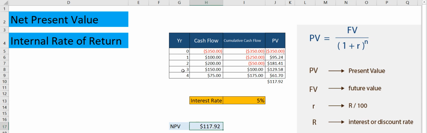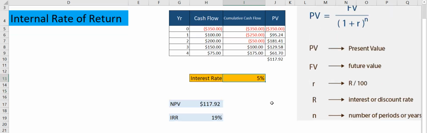If we want to see only the third year's present value, then we can see that the $150 is now worth $129, and in the 4th year, what we are going to earn, $75, is now worth only $61 because of the interest factor. That is what this is showing.